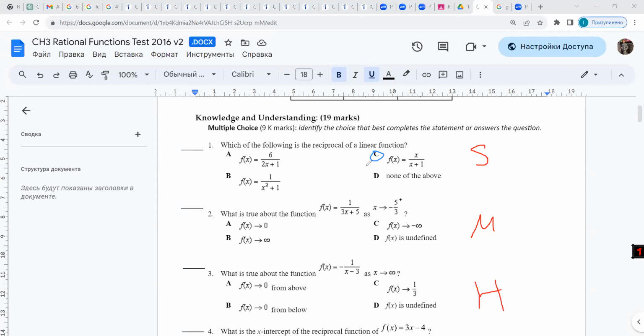So, Safa, C is not the right answer because if you check what would be the initial function, if this is the reciprocal, you would see that it would be x plus 1 divided by x, which gives us 1 plus 1 over x, which is not a linear function. 1 over x is not a linear dependency.